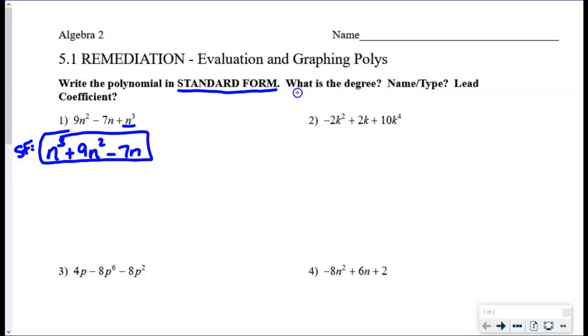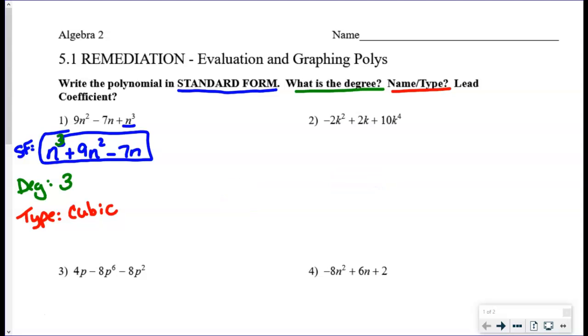The next thing they ask for is, what is the degree? Well, the degree is the highest exponent that you see in your polynomial. So if this is a degree 3, you'll see a third power is the highest exponent, excuse me. What type is it then, or what's the name of it? So a degree 3 is called a cubic. There's a little chart in your notes you might want to refer to.